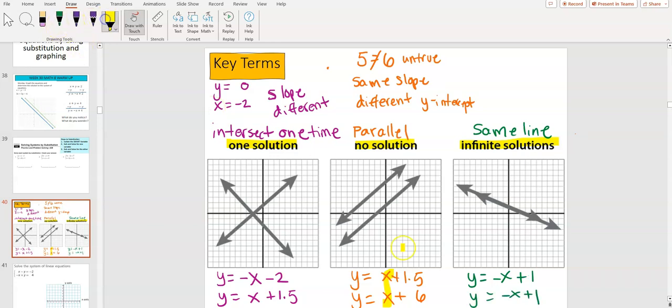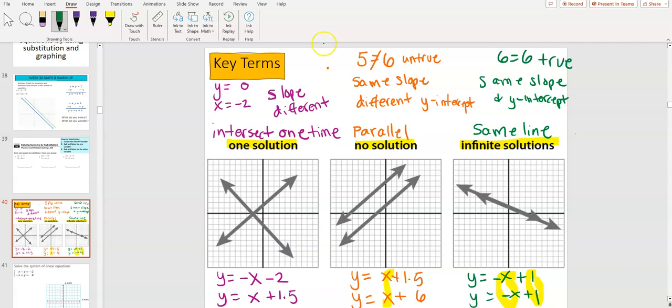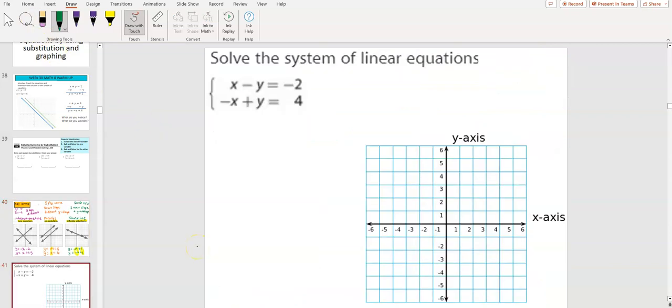So notice that in this one, I have the same slope and the same y-intercept. So when I have the same of both slope and y-intercept, then I know that it's infinite solutions. And if I'm solving this algebraically, instead of getting an untrue statement, I would get a true statement like, for example, 6 is equal to 6, or 12 is equal to 12, as long as whatever's on the left is equal to or is the same as whatever's on the right, it's going to be infinite solutions. So let's try this out. Okay, so we're going to do this 2 different ways.